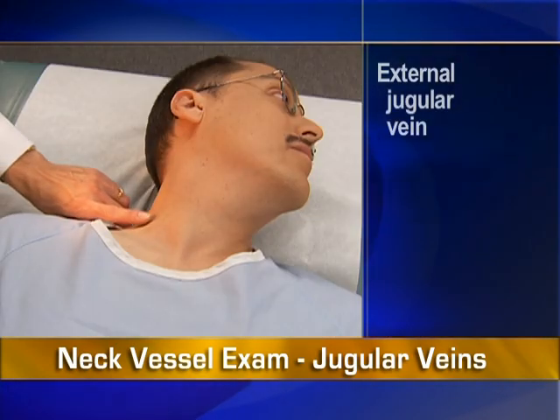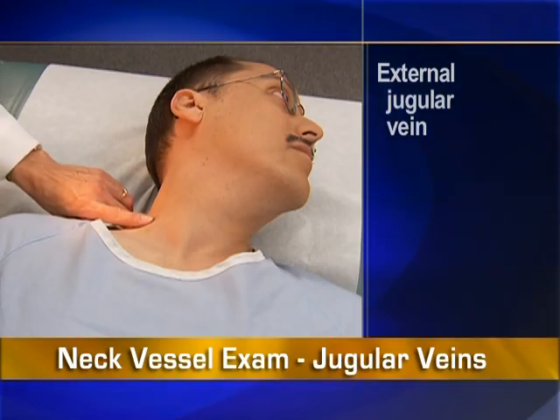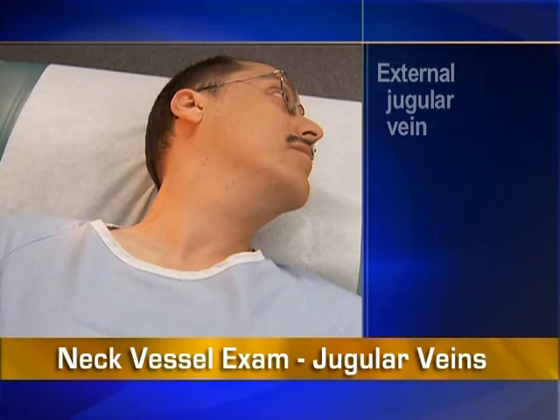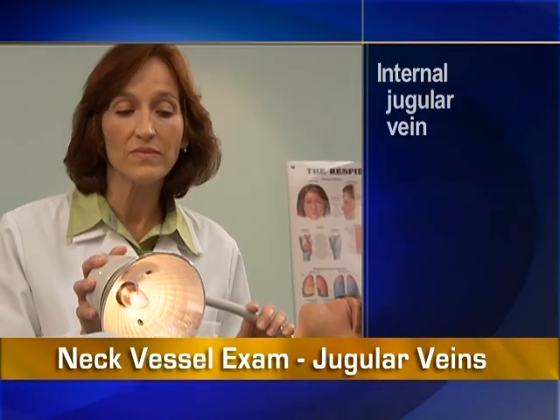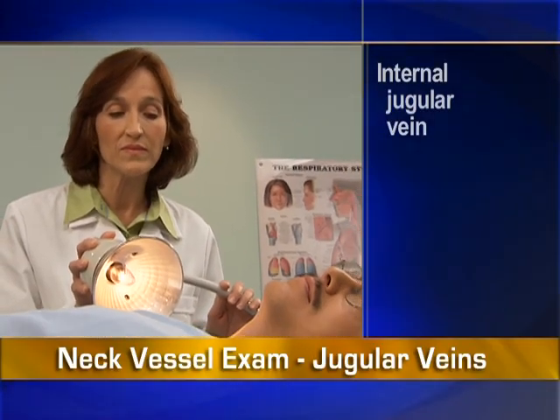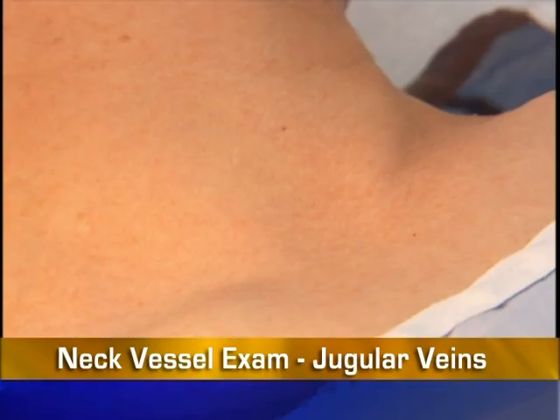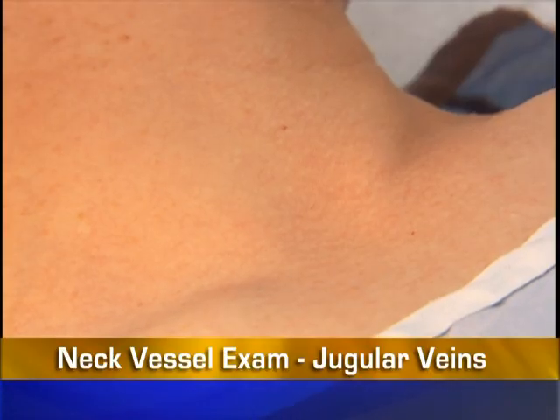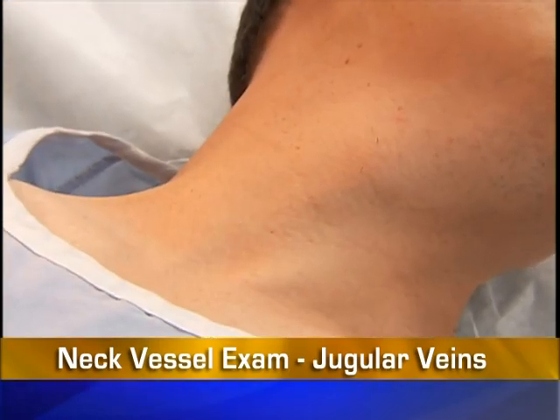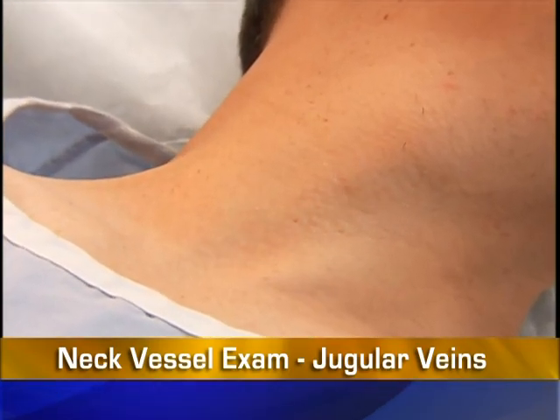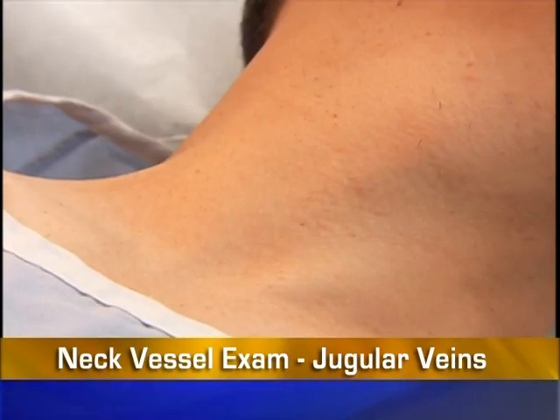Look for the external jugular vein, which is usually visible over the sternomastoid muscle. Because the internal jugular vein is more reliable for assessment, but harder to see, look for its pulsations in the sternal notch, or the area where the sternomastoid muscle meets the clavicle. Don't confuse jugular venous pulsations with those of the carotid artery.